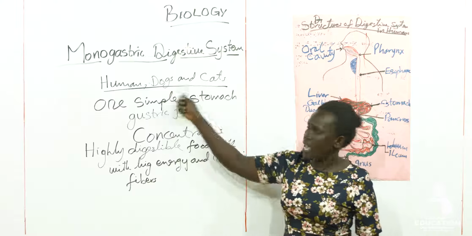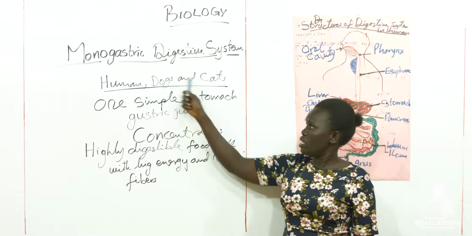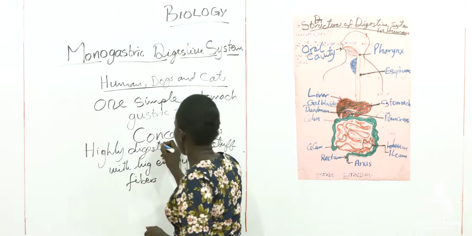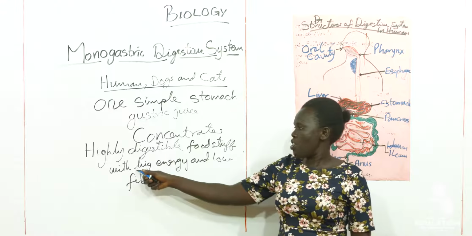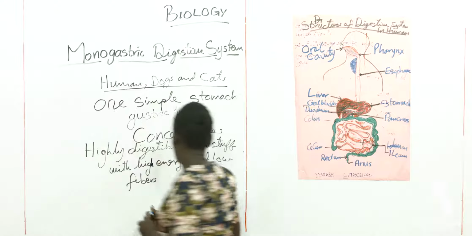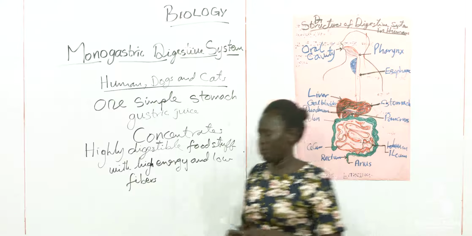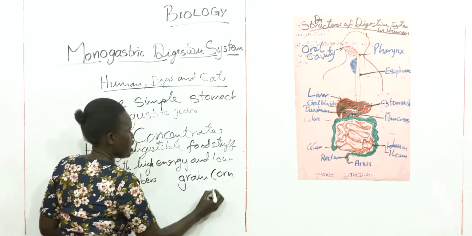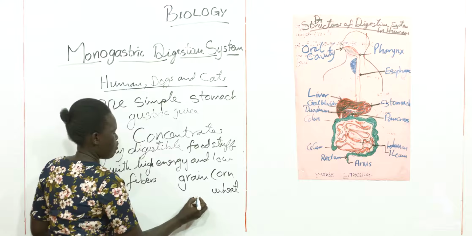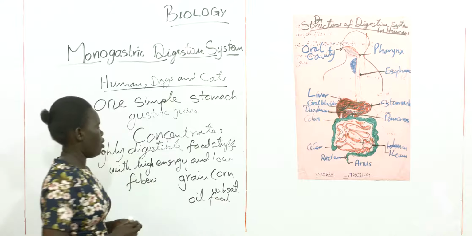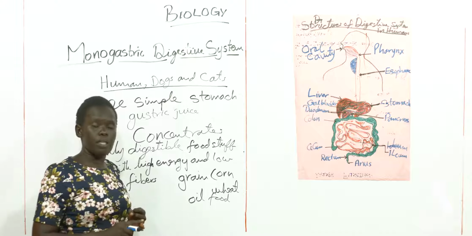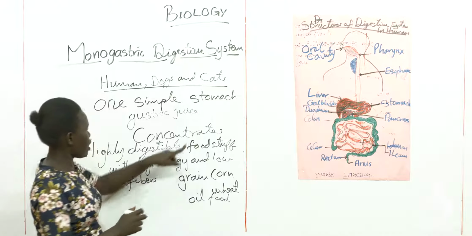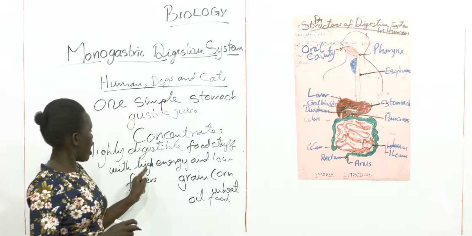These are the type of food these animals eat, known as concentrates. Concentrates are highly digestible foodstuff with high energy and low fibers. Example, the grains, just like corn, wheat, and oil food. Because we talk about the carbohydrates and the lipids. These are the source of energy. When they are burned, they release very high energy. That's why concentrates are known as having high energy and low fibers.